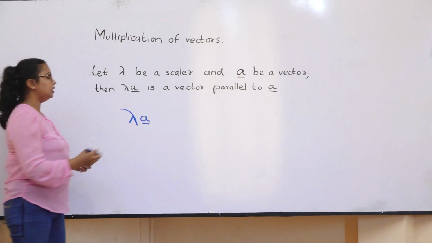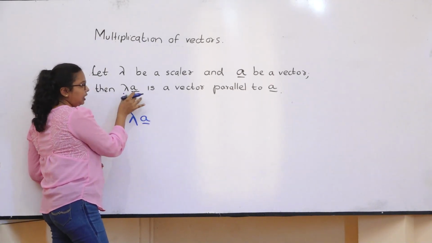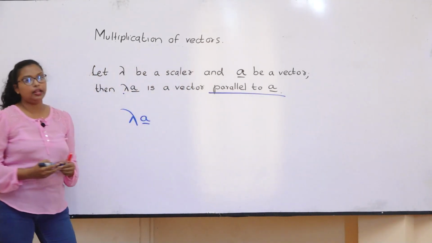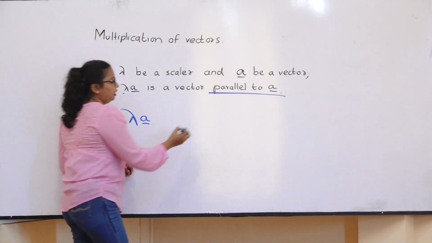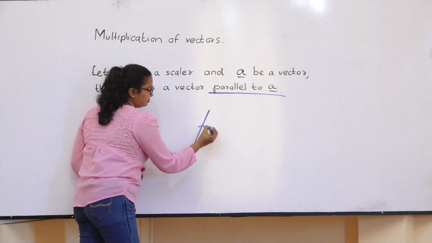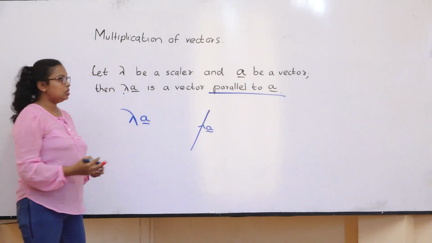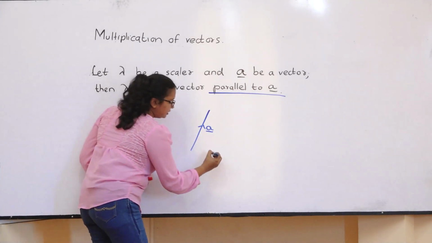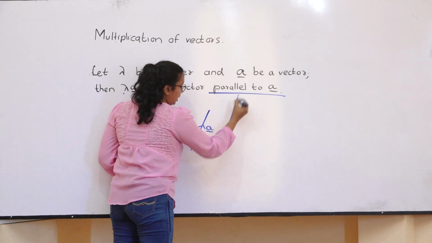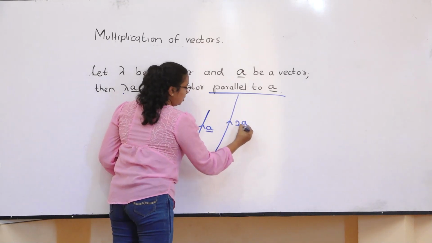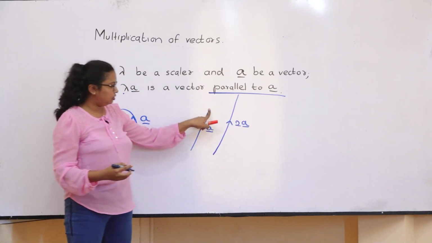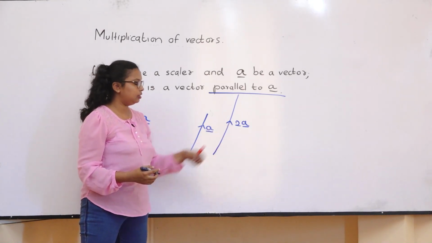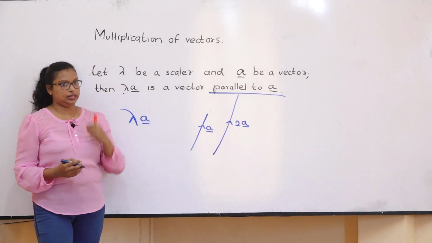The special thing is this lambda A is a vector, you can understand that, right? The special thing is this vector is parallel to A, right? For example, say this is vector A. If I consider a vector 2A, that should be parallel to this vector, but twice of this, right? So, they must be parallel and twice as long. Okay, hope you all can understand this multiplication of vectors, right?